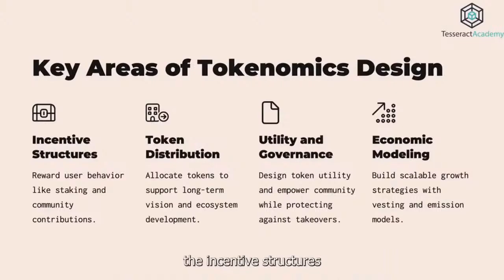First of all, the incentive structures in between the different agents of the ecosystem. Then the token distribution. It's important to make sure that the token distribution supports the long-term and the short-term objectives. Utility and governance, especially utility, is extremely important because it's one of the factors that is going to determine the long-term success of the project. And finally, the economic modeling. So it's important to make sure that the token economy can scale and then appreciate in value over time.